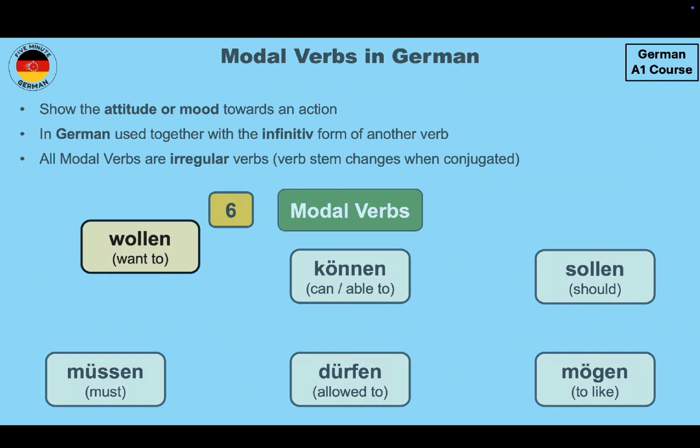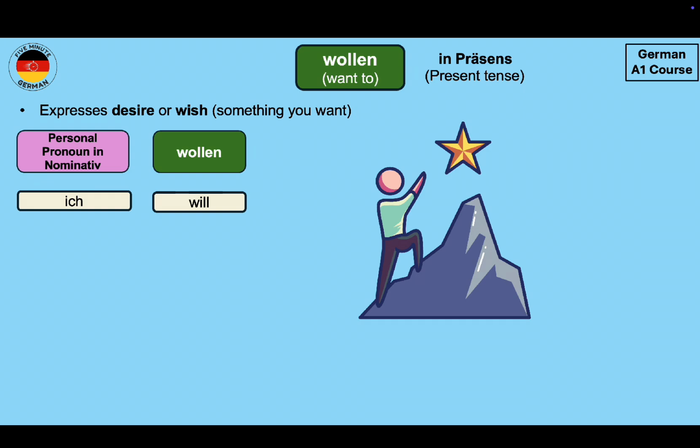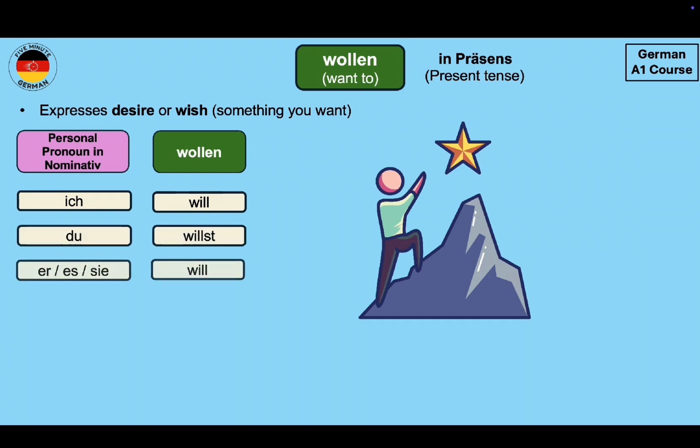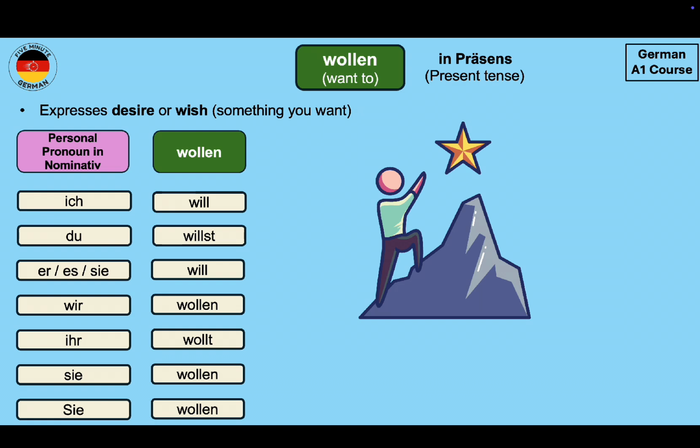So let's start with wollen. So wollen is a modal verb which expresses your desire or wish for something that you want. And just like other verbs, it is also conjugated when it comes with a personal pronoun. So the conjugation for wollen will be ich will, du willst, er/sie/es will, wir wollen, ihr wollt, sie wollen, and Sie wollen. Now let's see how we can make sentences with wollen.